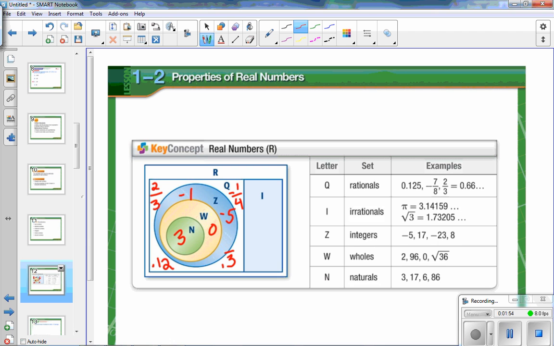Irrational numbers are things like pi, which is a non-repeating decimal, or the square root of 2, which can't be simplified. And if you try this on your calculator, it's a non-repeating decimal. Now notice they said the square root of 36 was a whole number, which it is, because it's equal to 6. It's also a natural number, so we can actually put it in here. It's a natural number, which is also whole, integer, rational, and real.